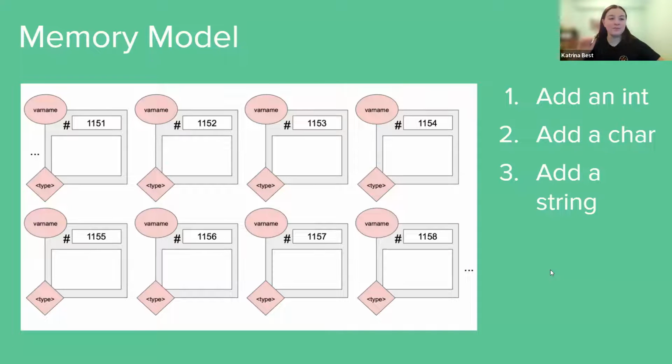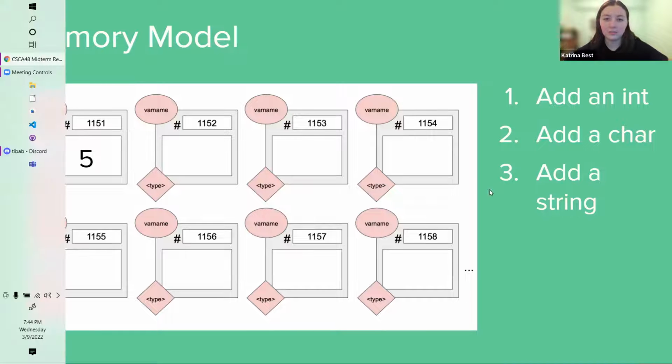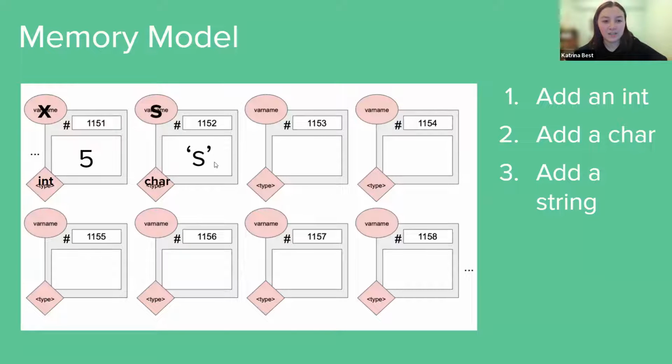Okay, awesome. Okay, so first one, when we're adding an integer, you first want to make sure that you've got the type, you put the actual data inside of the box, and then you have the variable name in the top left corner. Easy peasy, you guys should remember this. Now adding a char or a character, same sort of thing, except make sure that you've got single quotes as well, because double quotes means it's a string. So we have S over here, it's a char, and then we've got the variable name. I just chose S as an example.